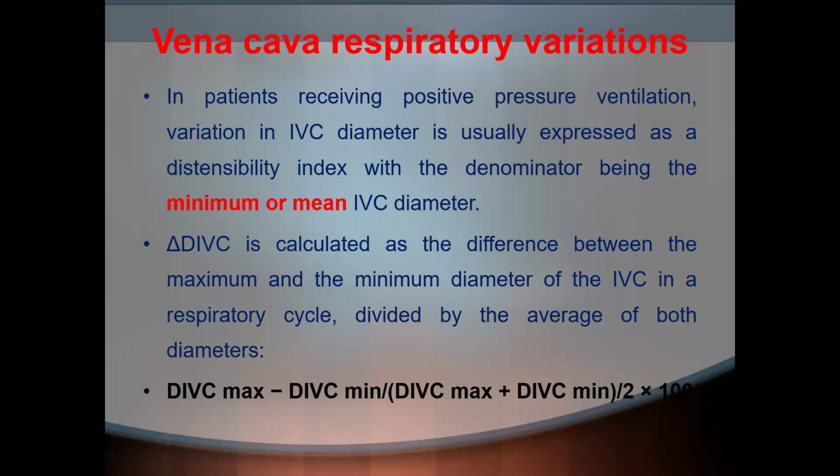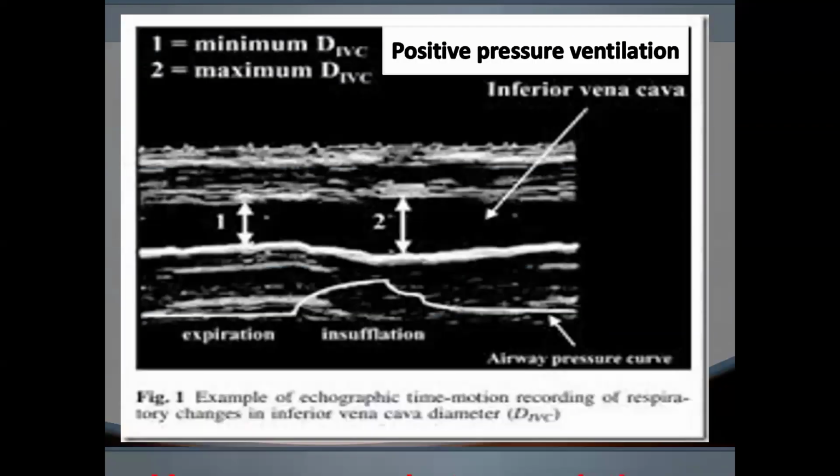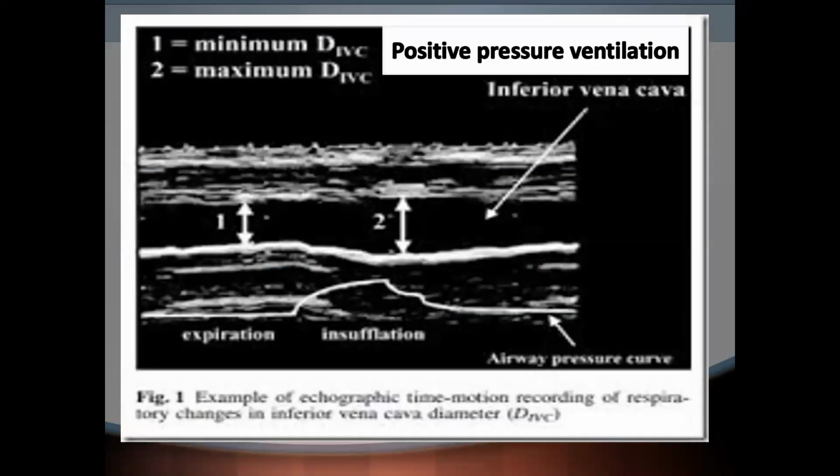As we said before, in the collapsibility index we divide the equation by the maximum, but here we divide by the minimum or the mean. So, the maximum minus the minimum diameter, divided by the mean or the minimum. This is the distensibility index. Here, during positive pressure ventilation, the IVC is collapsed during expiration and distended during inspiration.